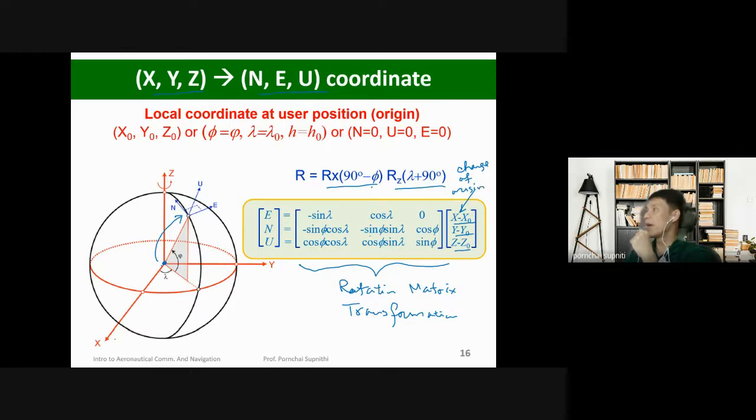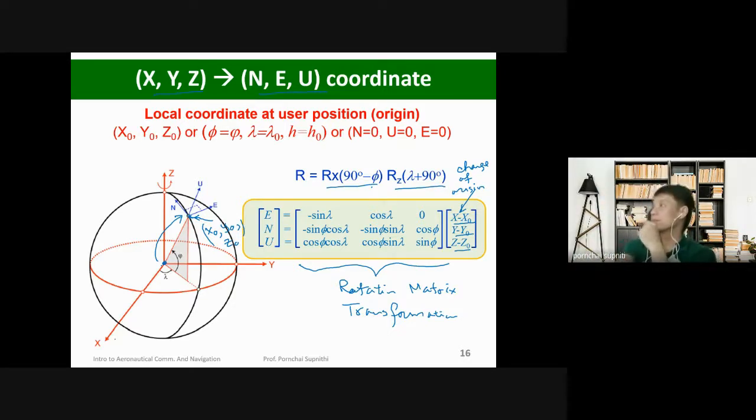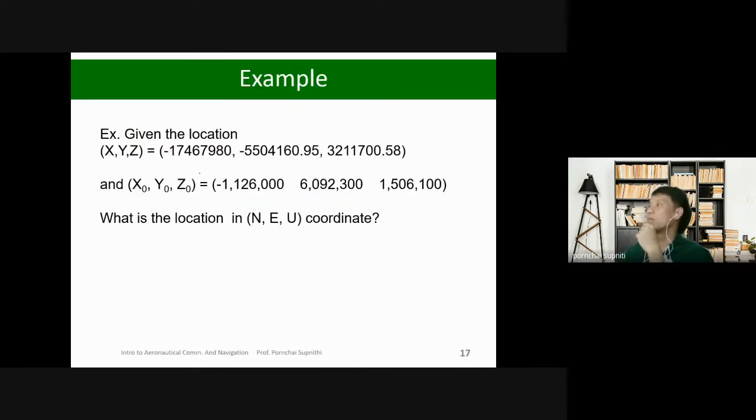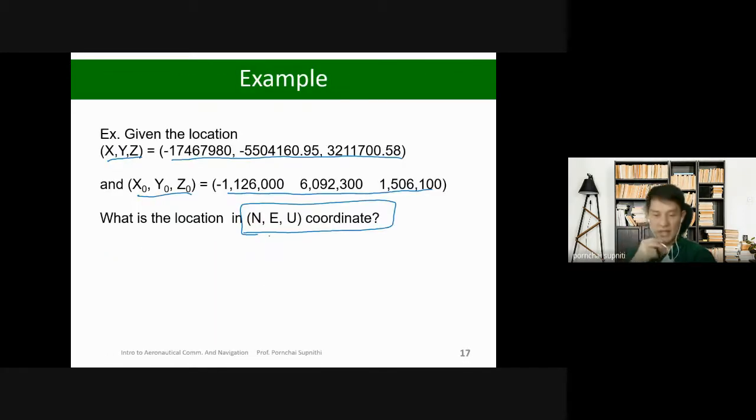So XYZ is here, and X0, Y0, Z0 is here at this center. For example, if you are given the location XYZ like these numbers, and X0, Y0, Z0 is where you are, and you want to find the NEU coordinate, you can just plug in that formula. In the back I give you some code so that you can use it, or you can write it yourself.